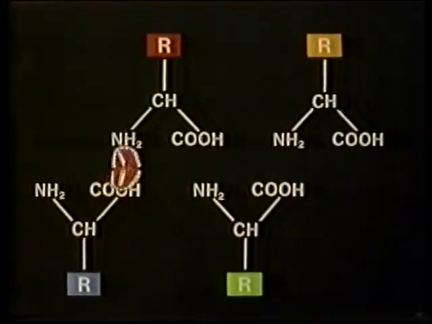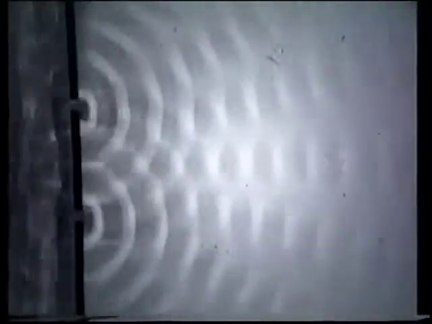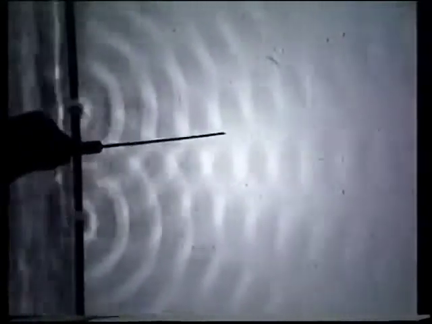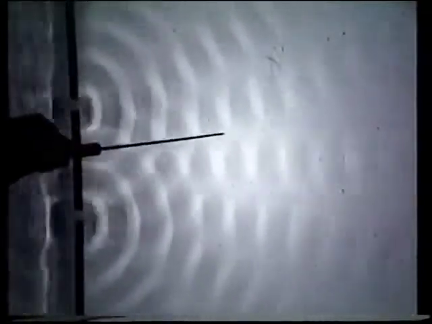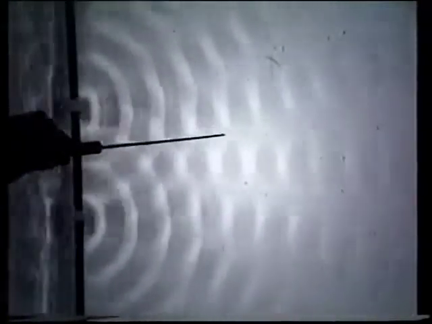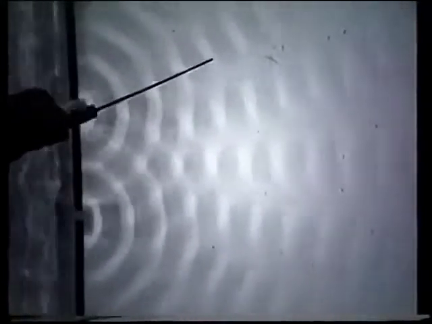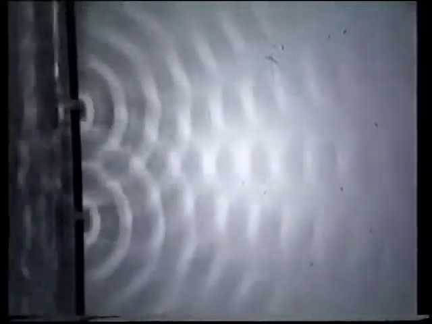But how can we observe something as small as a molecule? The secret lies here in this simple demonstration. These ripples in water are analogous to a light wave, the dark being the peaks, the light the troughs. Now when two closely adjacent slits are placed in the wave path, two new wave fronts are produced which affect one another. They interfere. And here in the light areas, where the waves are out of phase, out of step, their amplitudes have cancelled one another out. Here in the dark areas, where they are in phase, their amplitudes have added together and so enhanced one another.